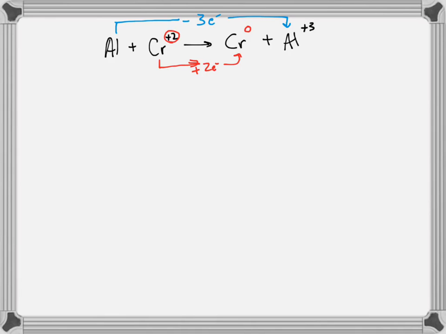So the first thing that we could do, according to the textbook, is shuffle our numbers. Our aluminum was a loss of 3. We put the 3 in front of our chromiums, and we put the 2 in front of our aluminums. Does everything balance? Sure hope so. 6, 6. Yeah, balances out. Now the trick question: how many electrons were transferred in the course of this reaction?